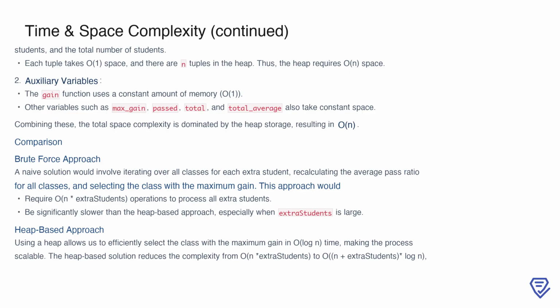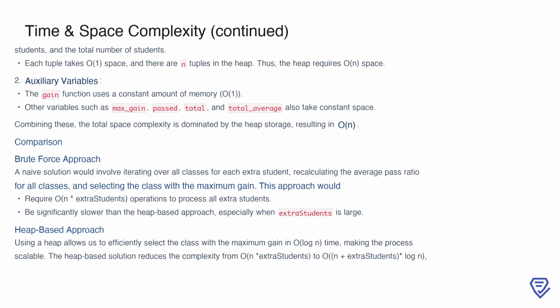In addition to the heap storage, the solution uses auxiliary variables such as those for storing the gain, the number of passed students, the total students, and the final average. Each of these variables takes only constant space, or O(1). The gain function also uses O(1) space for its calculations. As a result, the overall space complexity is dominated by the heap storage, which is O(n).